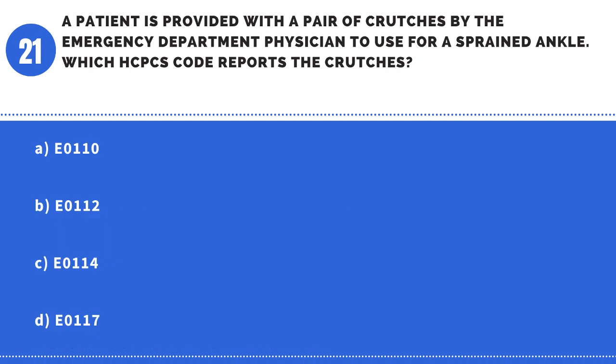Question 21. A patient is provided with a pair of crutches by the emergency department physician to use for a sprained ankle. Which HCPCS code reports the crutches? A. E0110. B. E0112. C. E0114. D. E0117.